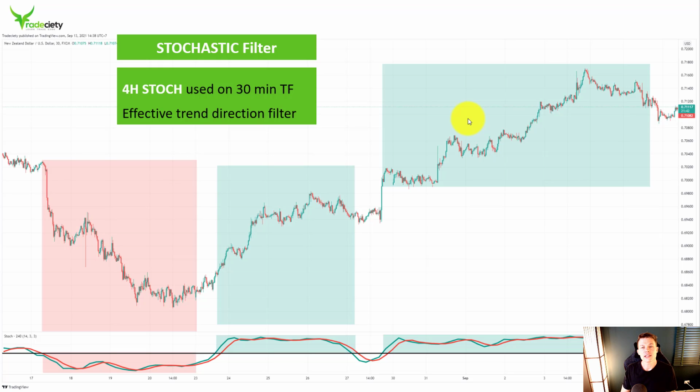Another great tool is the stochastic filter, and it works very similar to the MACD. So we have our higher time frame 4-hour stochastic. I use a very standard setting, 14-3-3, from the 4-hour, and again, the idea is if the stochastic is below 50, we are in a bearish market. If the stochastic is above 50, we are in a bullish market. And we're going to use that as another filter. And it's very effective, as we will see.